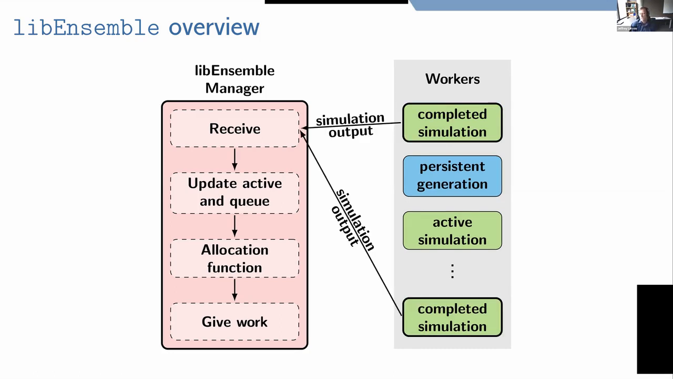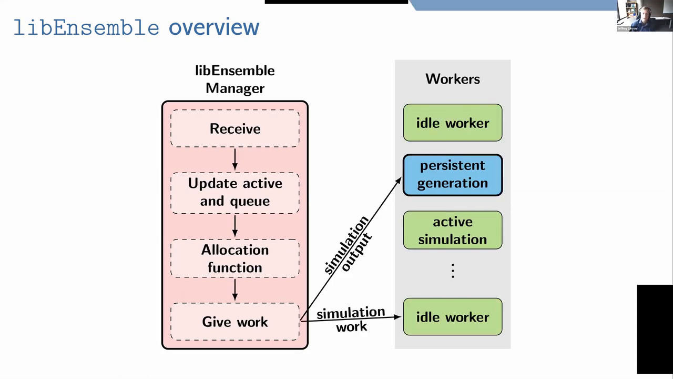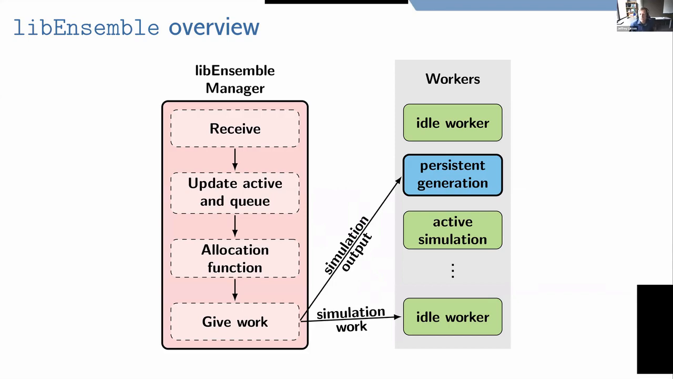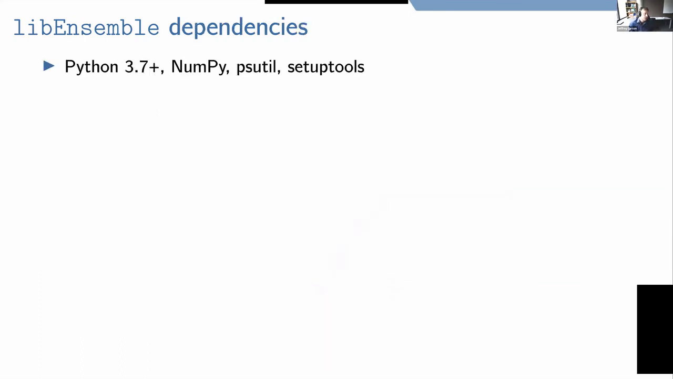And then when some simulation output is completed, I can go back to the manager. That information is going to come back, and then I'm going to go to the allocation function, and I can maybe give out additional simulation work and also let the persistent generator know about the output of those other runs that just completed. And so that's a flow in the libEnsemble workspace. This overhead is a little bit, but usually it's fairly trivial compared to the cost of the calculation or some part of the calculation.